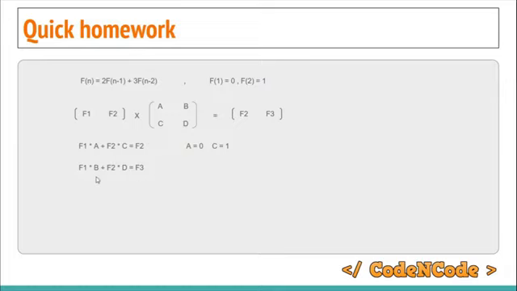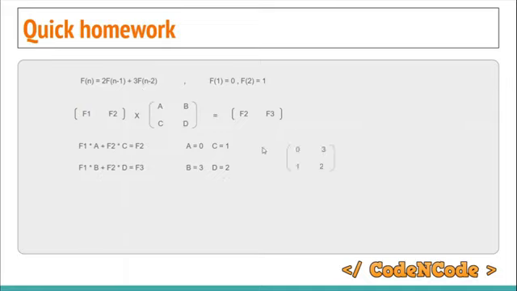What should be the values of b and d such that f1 times b plus f2 times d is equal to f3? Now if you look at this equation, f3 would be 2 times f2 plus 3 times f1. So d has to be equal to 2, because by the definition of this recurrence relation, f3 has 2 times f2, and f2 is being multiplied with d. And b has to be 3, because f3 has 3 times f1.